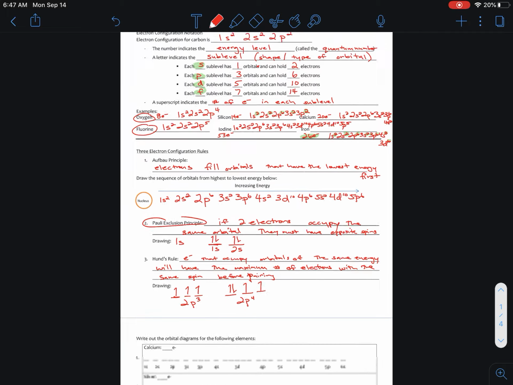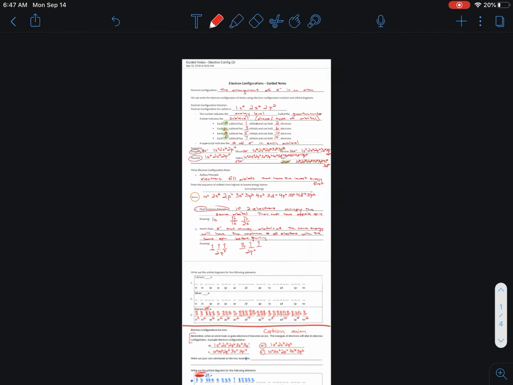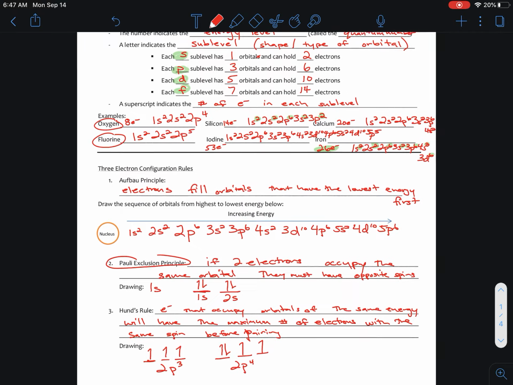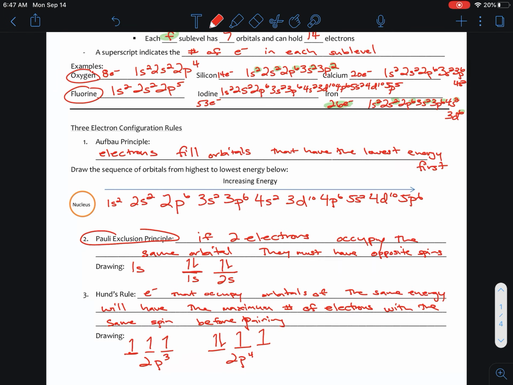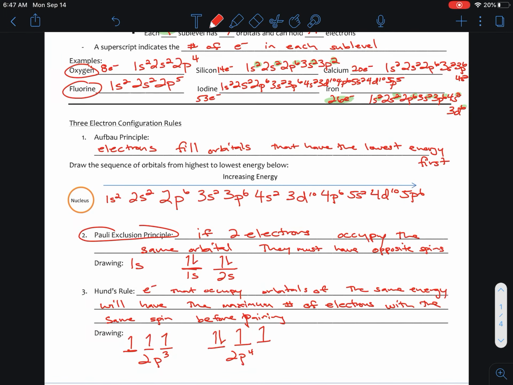So we will continue drawing more and more tomorrow, but hopefully this gets you started and didn't thoroughly confuse you too much. We'll continue on with more about electron configurations tomorrow.